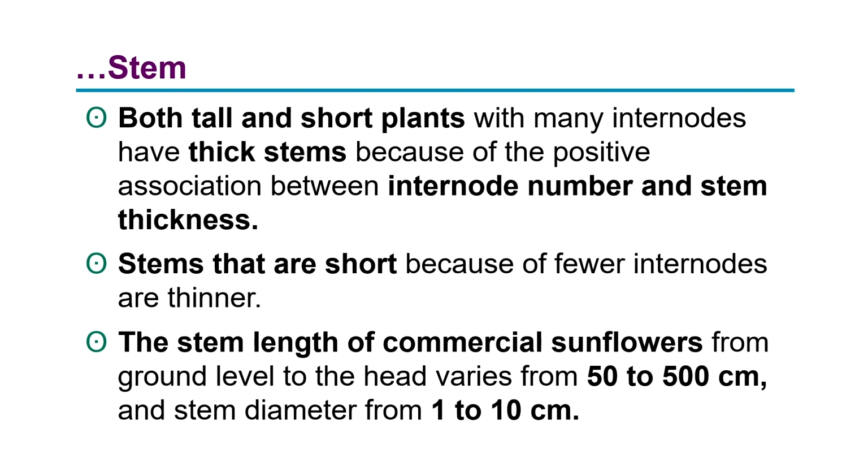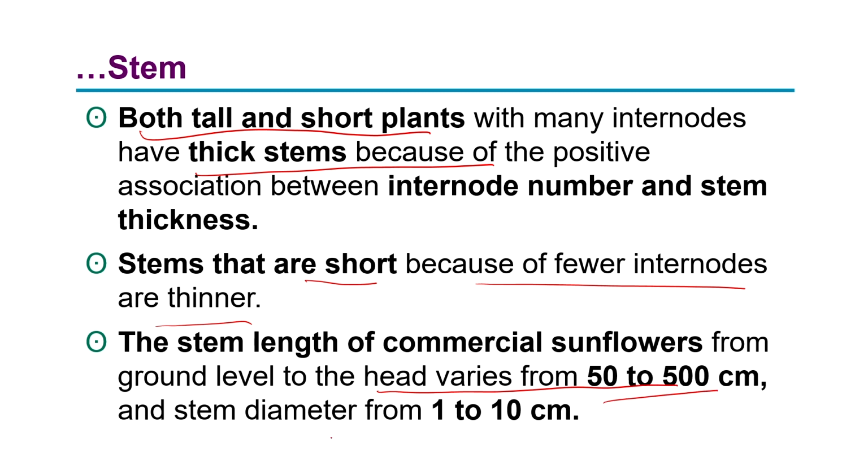Both tall and short plants with many internodes have thick stems because of the positive association between internode number and stem thickness. So stems that are short because of fewer internodes are thinner. The stem length of commercial sunflowers from ground level to the head varies from 50 to 500 centimeter, and stem diameter from 1 to 10 centimeter. So you can see a lot of variability exists in the length of the stem as well as in the thickness of the stem.